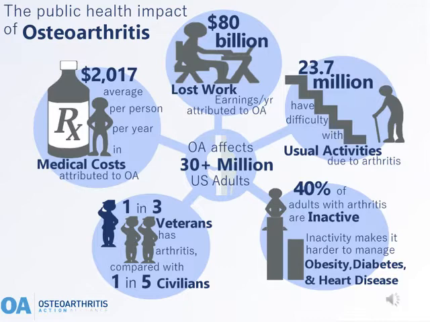Oh, and then the bottom right, I guess I should highlight that, of course, 40% of adults with arthritis are inactive. So that inactivity really is increasing the risks of being more obese, more weight gain, diabetes, and heart disease. So it isn't just about osteoarthritis. It's about that inactivity and weight gain that then can contribute to other comorbidities that we don't want.